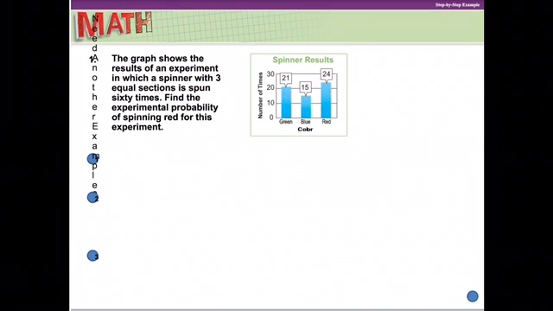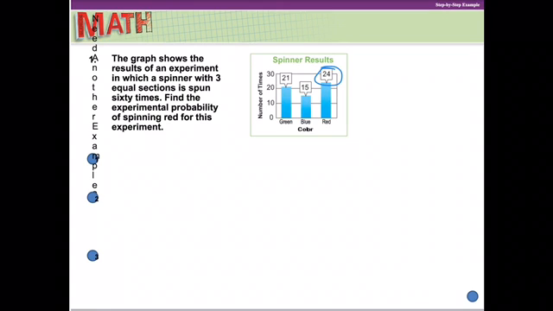So let's try number 1. The graph shows the results of an experiment in which a spinner with 3 equal sections is spun 60 times. Find the experimental probability of spinning red for this experiment. So, the graph shows us that the spinner landed on red 24 times, which we can read right there, and blue 15 times and green 21 times.